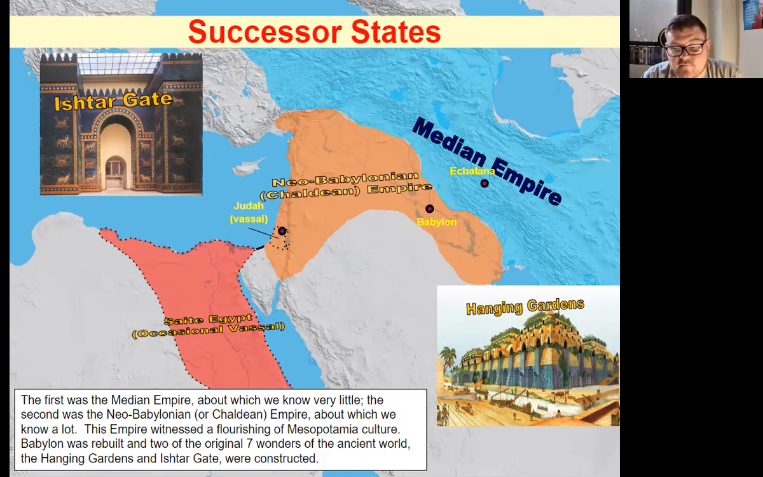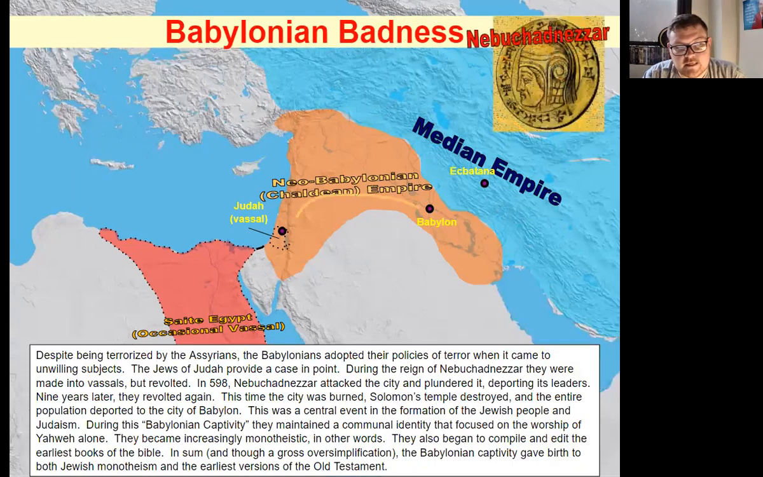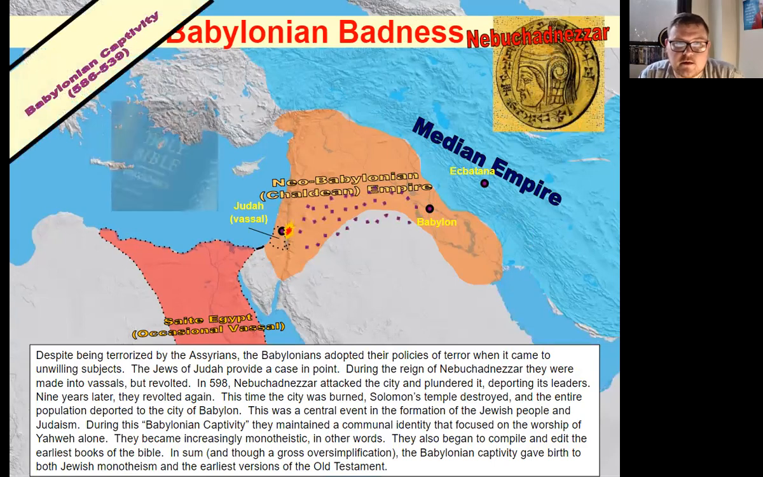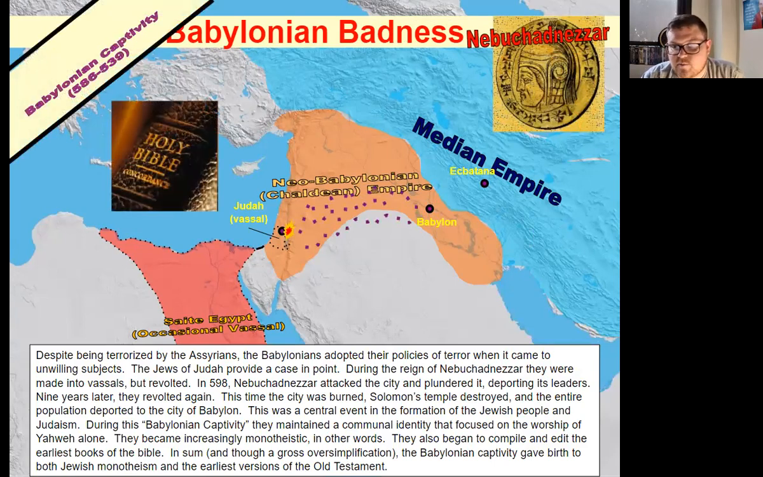This empire witnessed a flourishing of Mesopotamian culture. Babylon was rebuilt, and two of the original seven wonders of the ancient world, the Hanging Gardens and the Ishtar Gate, were constructed. Despite being terrorized by the Assyrians, the Babylonians adopted their policies of terror when it came to unwilling subjects. The Jews of Judah provide a case in point.